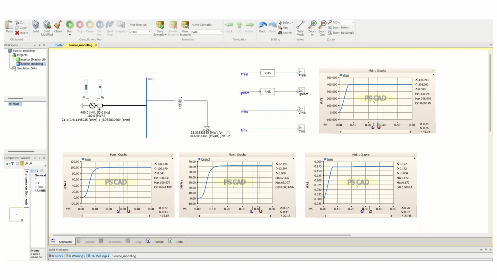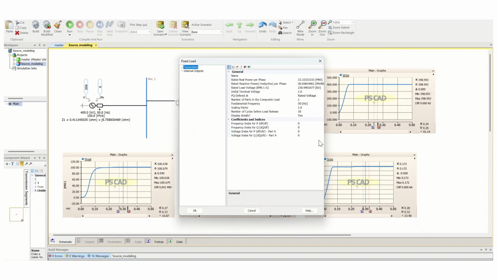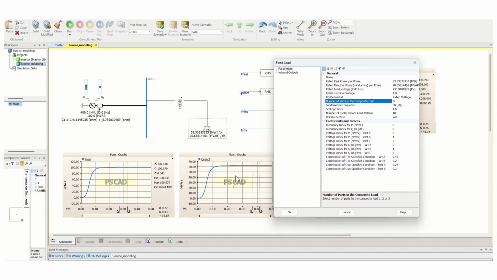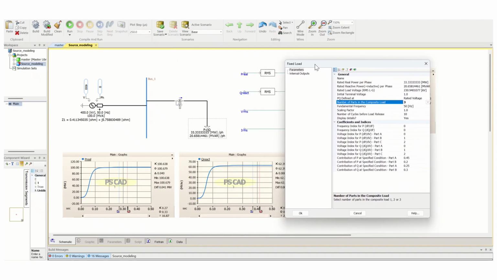Now, just to validate my statement, let's consider this as the combination of three types of loads, meaning constant power load, constant impedance load and constant current load. We'll check that value also. What will be the impact on this real power and this reactive power?